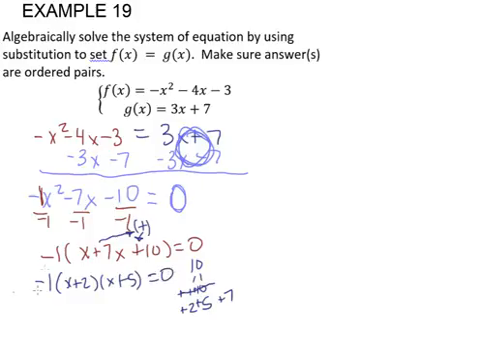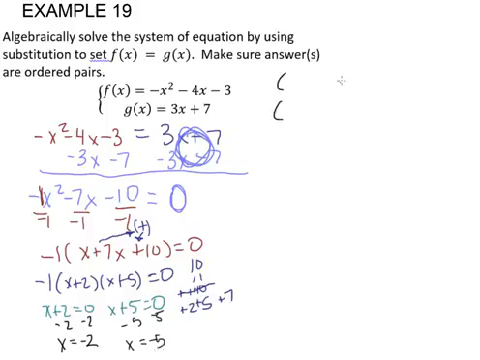Now we're going to apply the zero property. We're going to set each of these factors equal to 0. So we get x plus 2 equals 0 and x plus 5 equals 0. All right, we minus 2, so x equals negative 2. I minus 5, so x equals negative 5. We have half the problem done now. We know that my x values are negative 2 and negative 5 for my points.